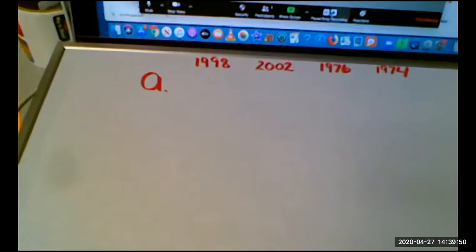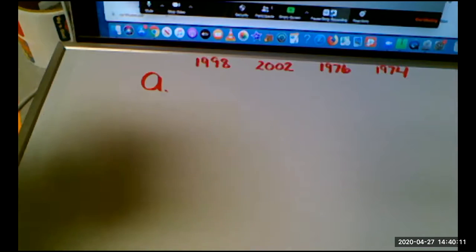These are the years that the kids in the family were born. Okay, we've got 1998, 2002, 1976, and 1974. Lesson practice A says we should arrange these years from the earliest to the latest.